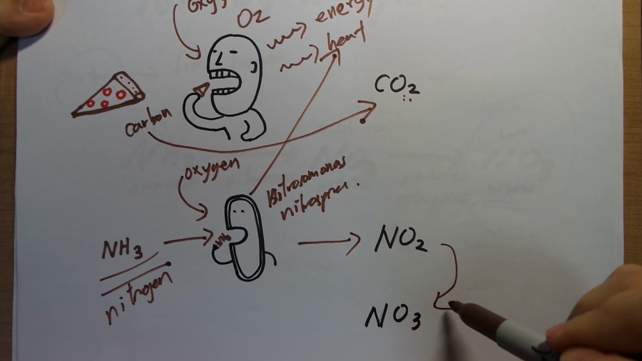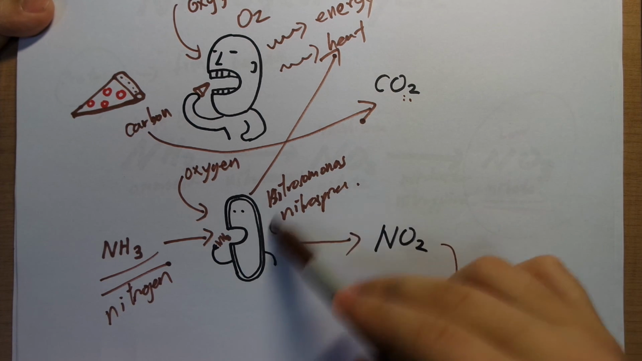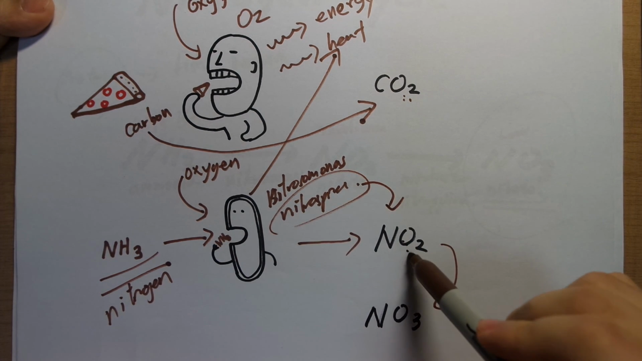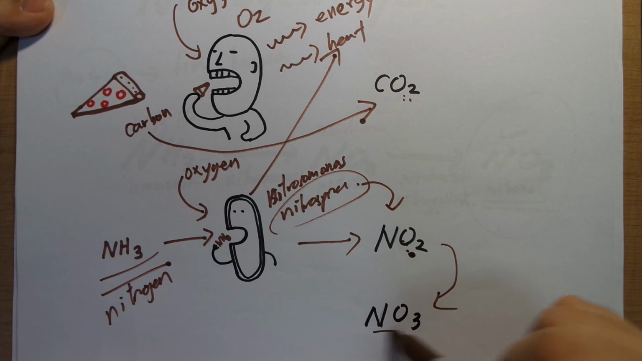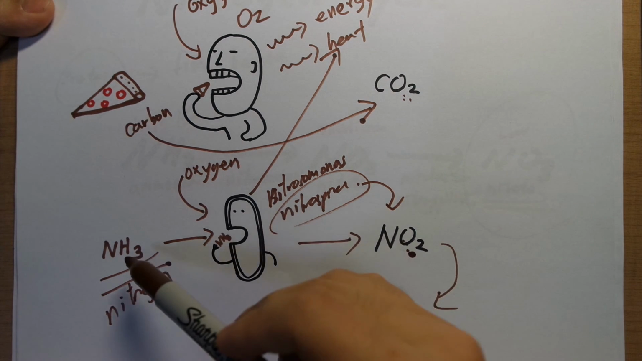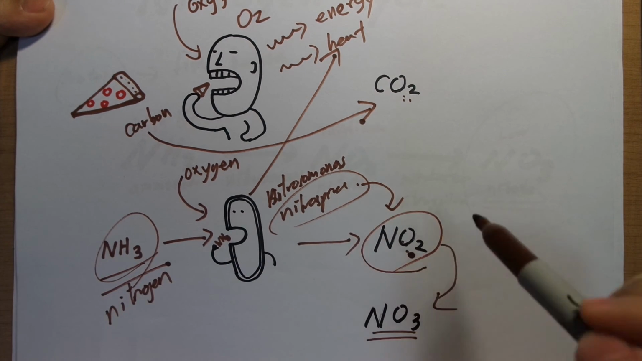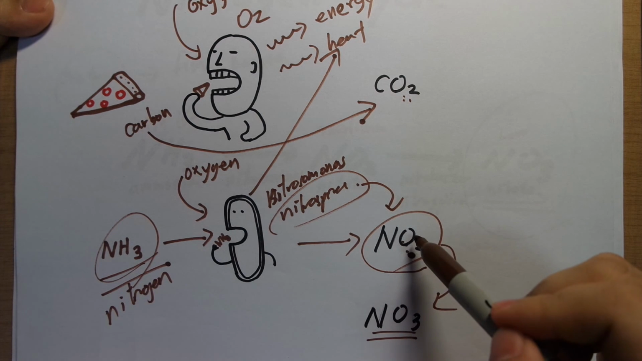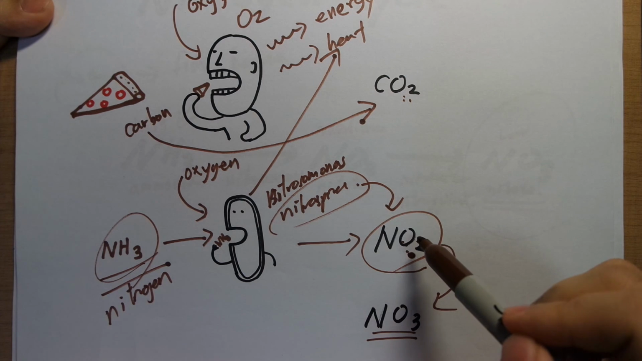And the same thing happens here. Different types of bacteria, namely Nitrospira, will eat this nitrite, and then they'll breathe in oxygen, and they will release nitrates as a waste product. So that's what's going on. Basically, ammonia and nitrite is food for these nitrifying bacteria. That's what they're doing.